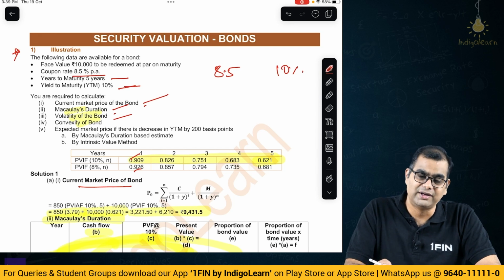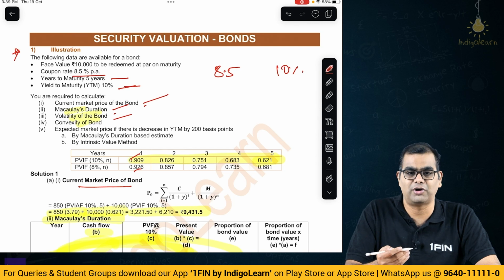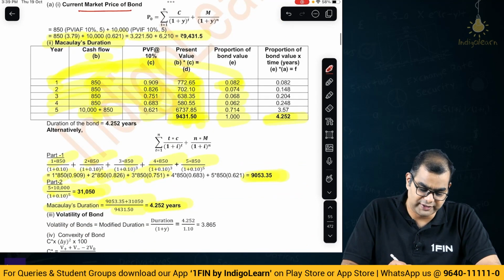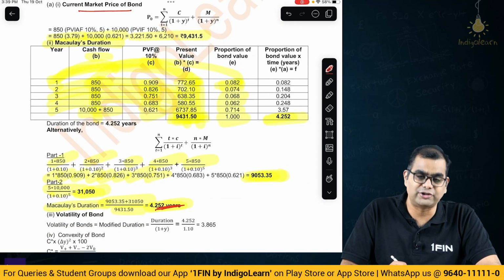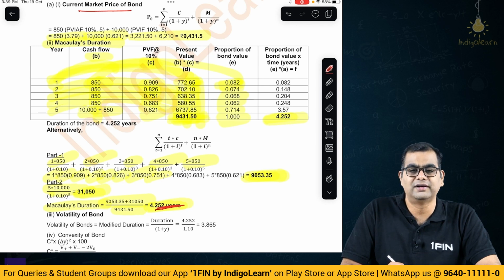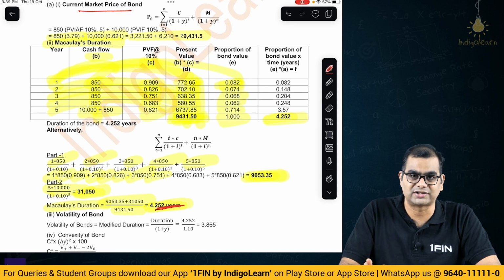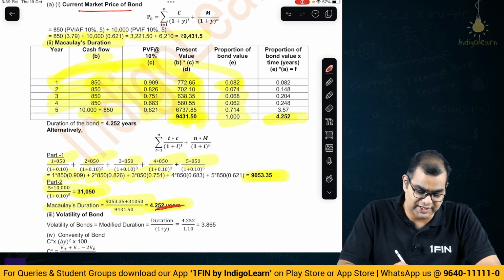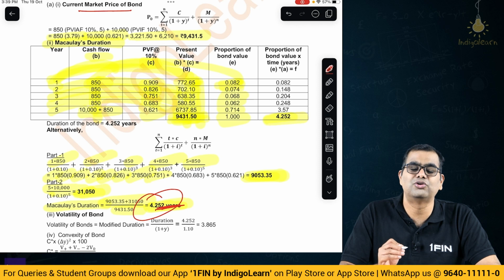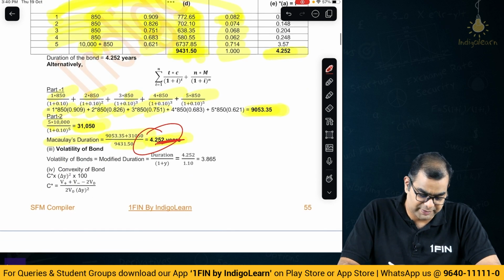But if they have, let us say, very short duration, then the reinvestment risk is small. If compared to 4.25 years as duration, this bond has 4.9 years of duration, then it has higher duration. So basically it has higher interest rate risk. Whereas if it has lower duration, it has lower interest rate risk. Okay, that is one aspect.